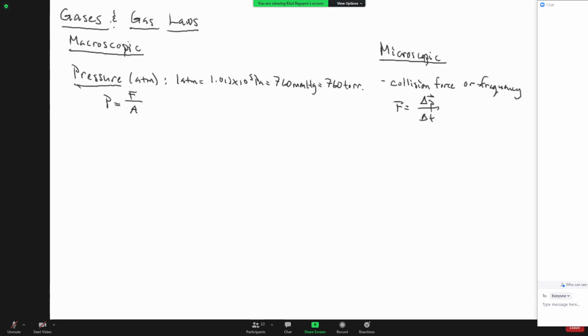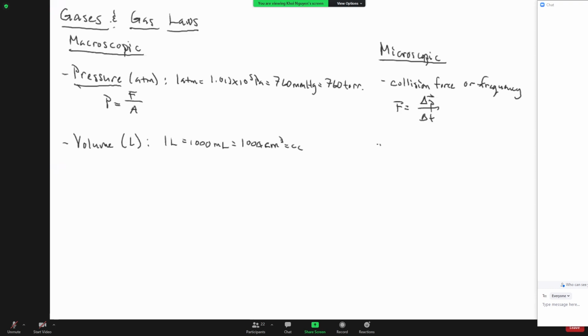The other macroscopic property that we need to know is volume. Volume, typically in the units of liters. Units of conversion: 1 liter is 1,000 milliliters or 1,000 cubic centimeters, or sometimes referred to as cc's, right? You hear that in the hospital all the time. You need so many cc's of something. It's just milliliters, okay? So the macroscopic property is volume.